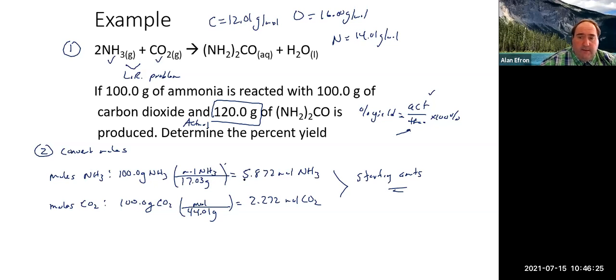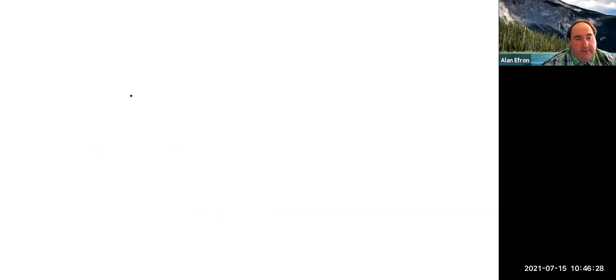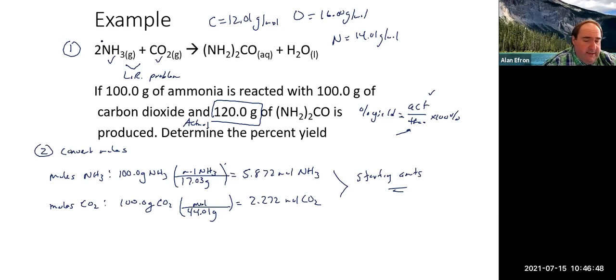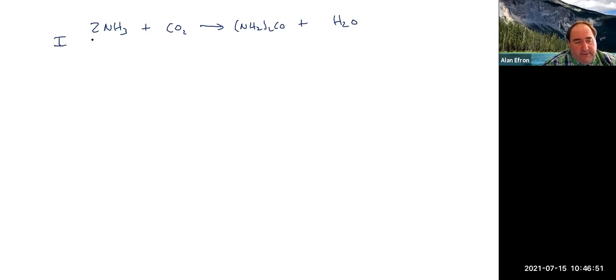All right, so again, I'm going to show the ICE table method here. So I'm going to recopy my equation. We've got a CO2 and our product here and some water. And again, initially we're just going to place in there what we just calculated. So our NH3 was 5.872 moles. Our CO2 was 2.272 moles. And again, assuming 0 of our products to begin with.